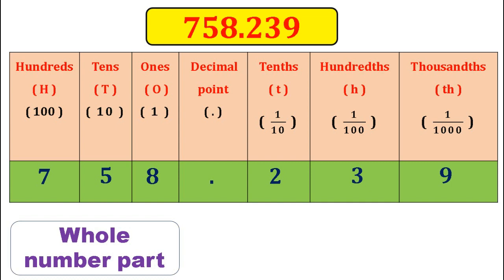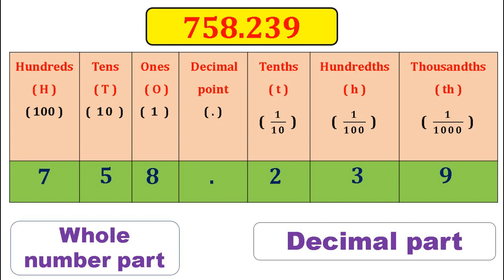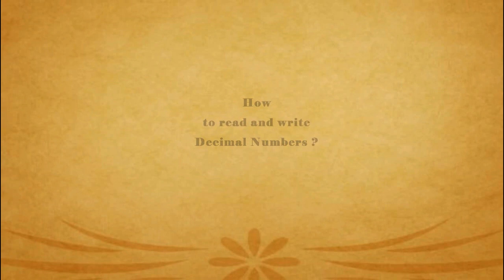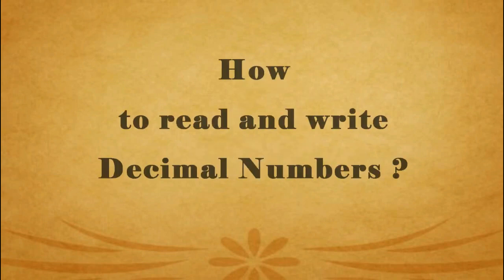As we by now know, a decimal number is divided into 2 parts. Firstly, the whole number part and the decimal part. So here 7, 5 and 8 represent the whole number part, and 2, 3 and 9 represent the decimal part. Both these parts are separated by a decimal point. Since we now know how to represent a decimal number on a place value chart, let us now learn how to read and write decimal numbers.